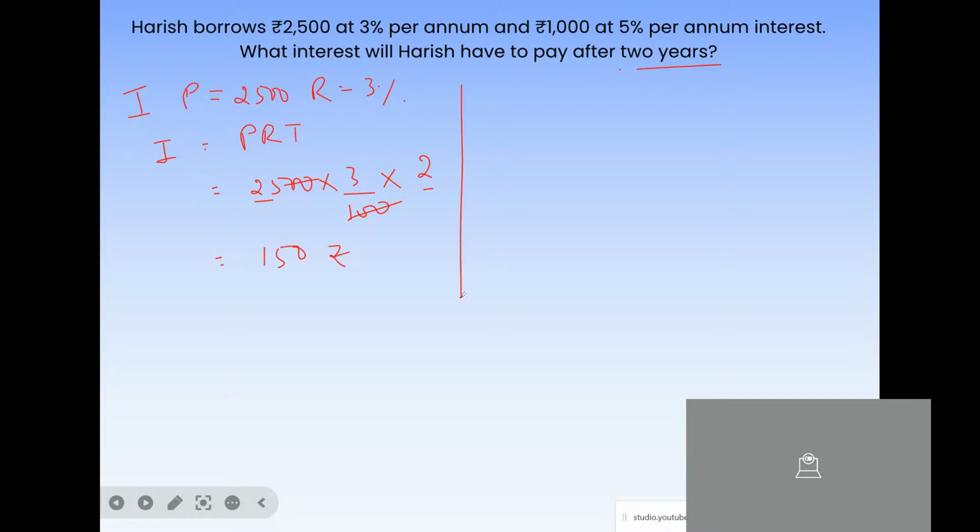Okay, and let's have a look at the second one. So second, we have principal rupees 1,000, and the rate of interest is 5%. Here the interest would be, again, you'll calculate. Because there are two different principal amounts and two different rates, I would suggest that you write them as P1, P2 and R1, R2. And so the interest also will be I1 and I2. Time is the same, so you don't have to write T1 and T2 there.